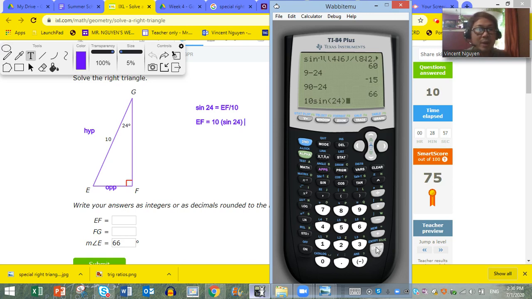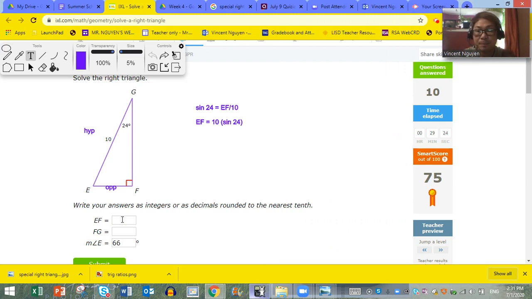You don't actually have to put times, because the calculator understands that. Hit enter, and again, we have to make sure we're in degree mode. So the opposite side is 4.067. To round this to the tenth, which is one decimal place, you bump the 0 up to a 1 because the 6 is higher than a 5. So I'm going to put in 4.1 for EF.